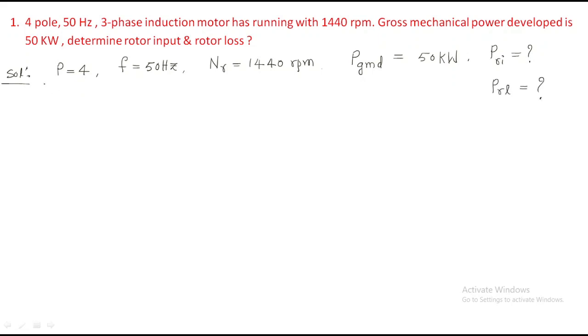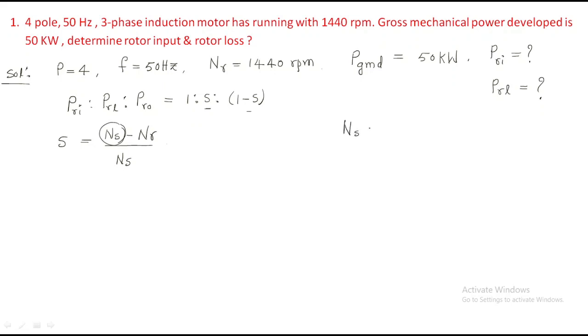Now, in order to find the solution, what is the relation between rotor input, rotor loss and rotor output? Rotor input : rotor loss : rotor output = 1 : S : 1 minus S. In this we don't know the slip, so first we will find the slip value. What is the formula for the slip? Ns minus Nr by Ns. And we don't know the Ns value, so now we will find Ns.